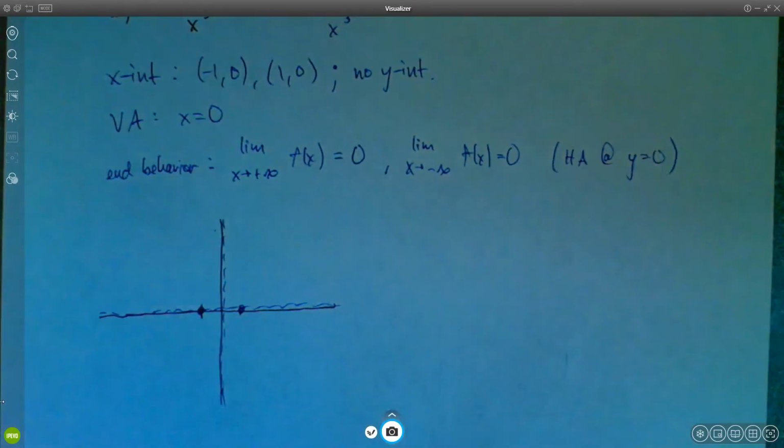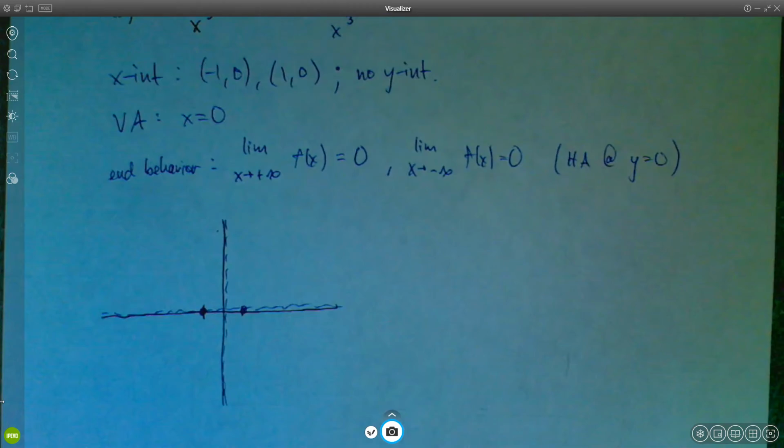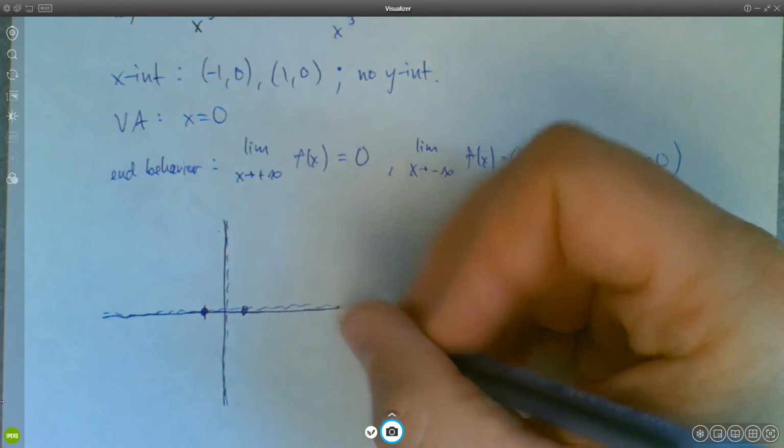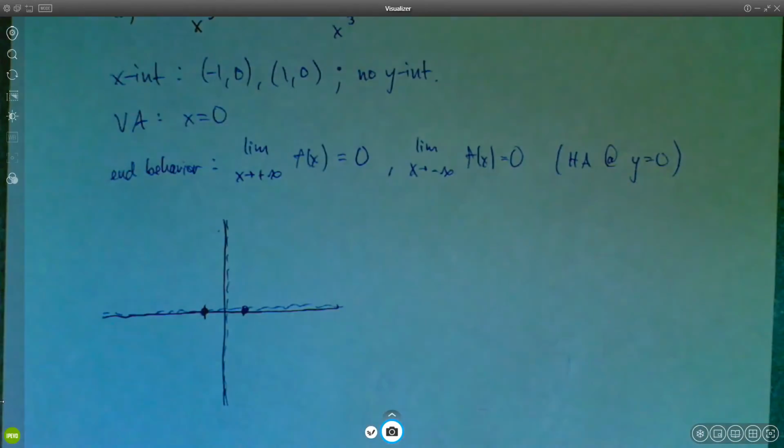Something that's interesting is that notice that this is a case where the graph crosses its horizontal asymptote. You know that because its horizontal asymptote is the x-axis, and it's got two x-intercepts. So you know that this thing crosses its horizontal asymptote. And that's really all we know.